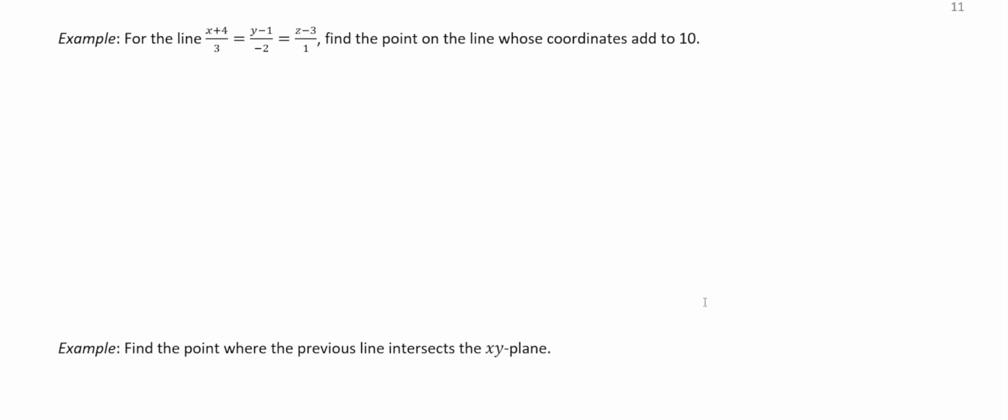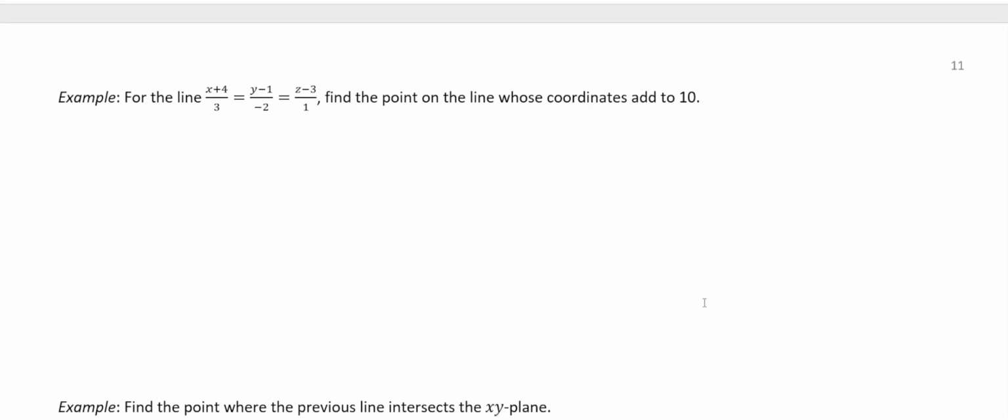Okay, so for the line, (x plus 4)/3 is equal to (y minus 1)/-2 and (z minus 3)/1. Find the point on the line whose coordinates add to 10. Well, if the coordinates add to 10, then I can make a quick statement right here. I can say, therefore, x plus y plus z is equal to 10.